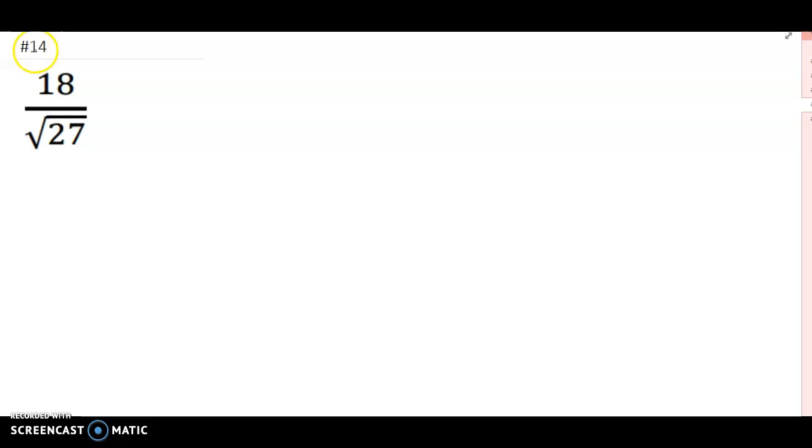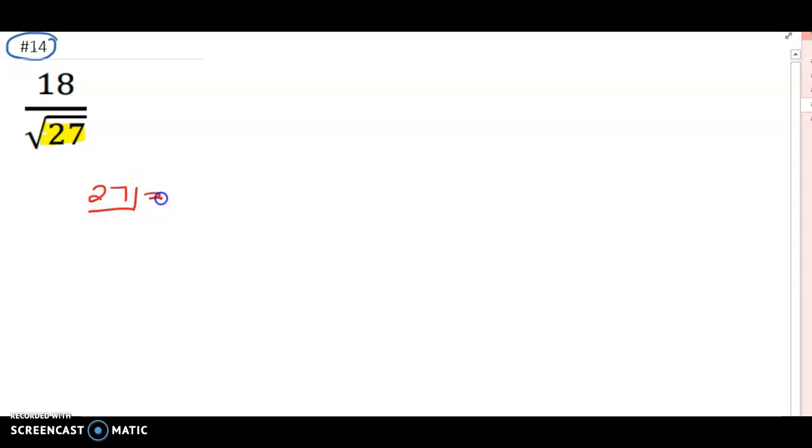All right, let's look at number 14 now. Okay, so I see 18 over the square root of 27. And the square root of 27 on the bottom of the fraction is what I can't have. Well, also I noticed the square root of 27 can be simplified. So I'm going to go ahead and do that.